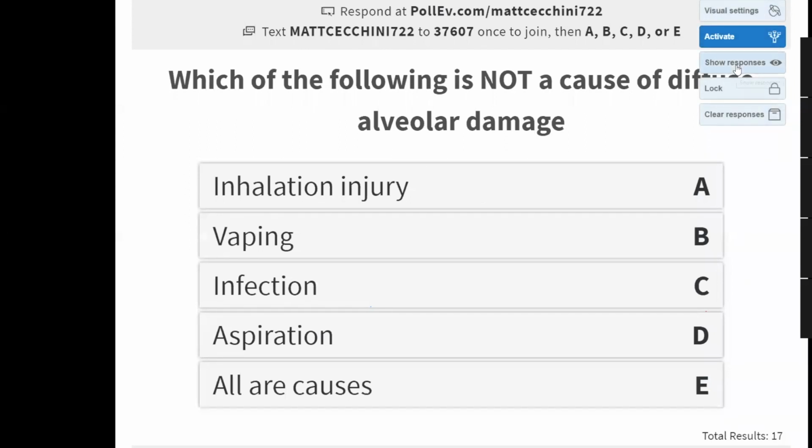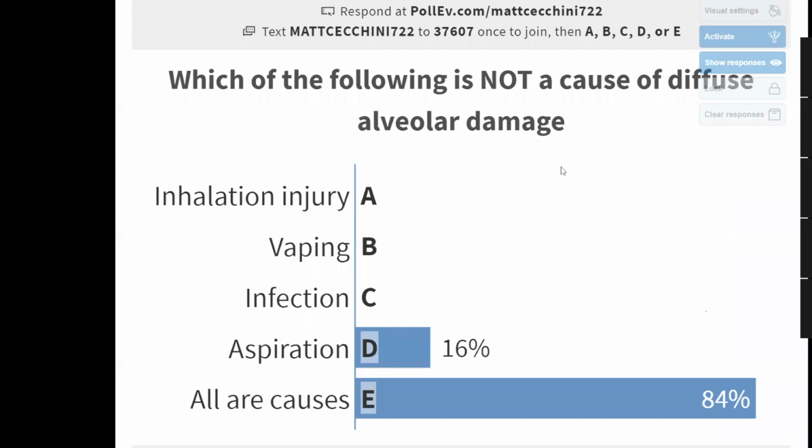Getting lots of responses. Perfect. So in fact, yes, these are all causes of diffuse alveolar damage. So you can have inhalational injuries. Vaping can be a cause of acute lung injury, including diffuse alveolar damage. Infectious etiologies, including viral, bacterial and fungal infections, and aspiration can also be a potential cause.